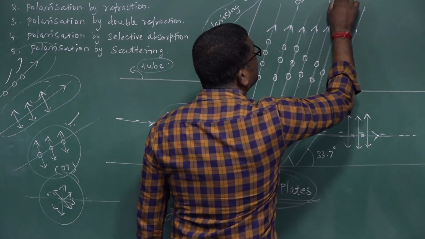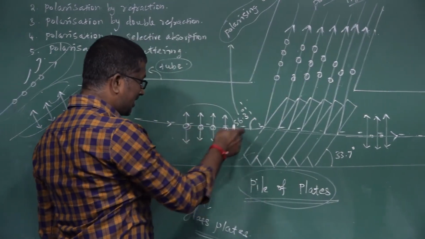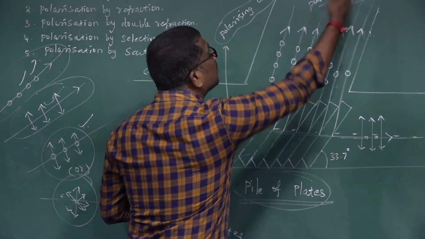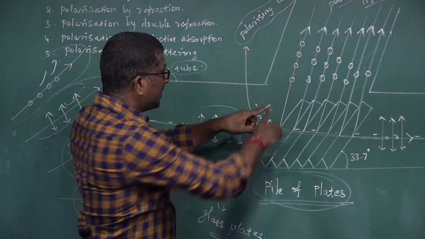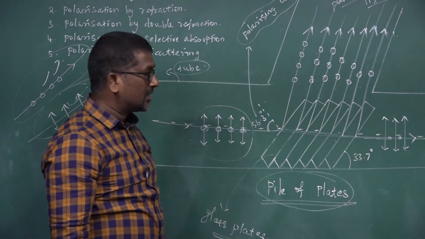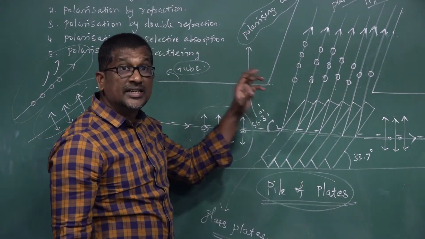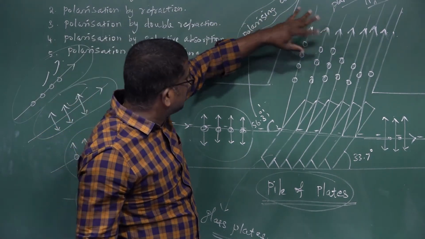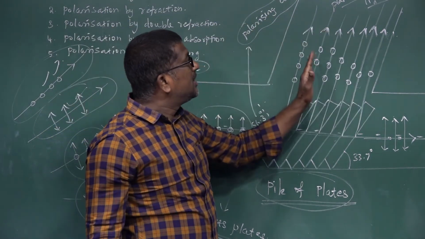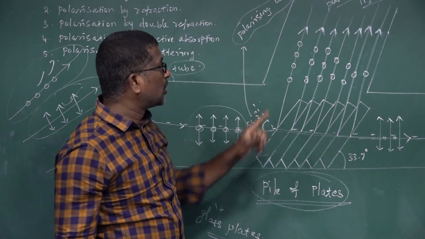So these are plane polarized lights. Here the unpolarized light is completely converted into plane polarized light with the help of this experimental arrangement. The name of the experimental arrangement is pile of plates. Its construction is based on polarization by reflection, because in this diagram the reflected beam is completely plane polarized.